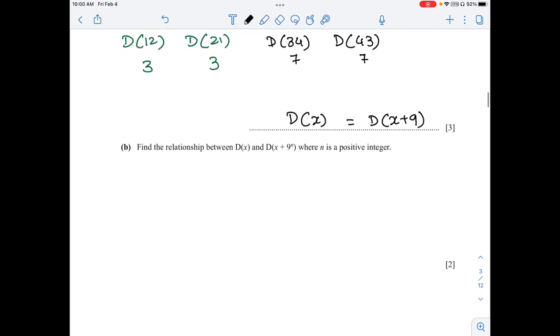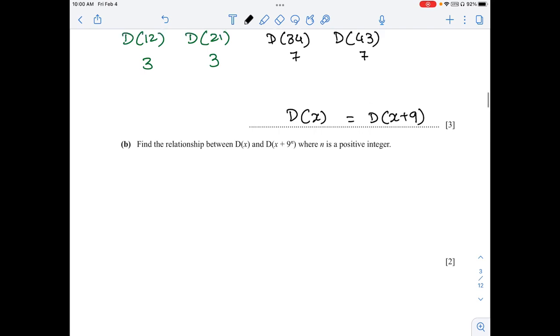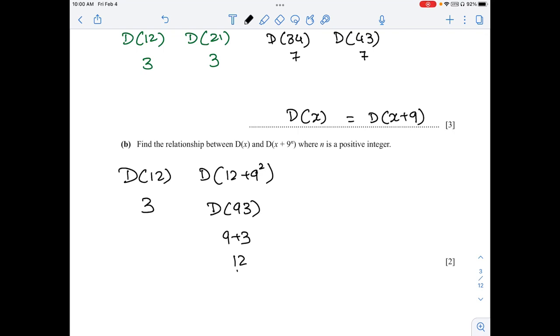Find a relationship between digital root of x and digital root of x plus 9 power n. Same, I take digital root of 12, which is 3, and digital root of 12 plus 9 power 2, because last time 9 power 1 has already been done, 9 power 2 is 81. So 12 plus 81 is 93. Digital root of 93 is 9 plus 3, which is 12. Again 12 becomes 1 plus 2, which is equal to 3. You can see that they are the same.